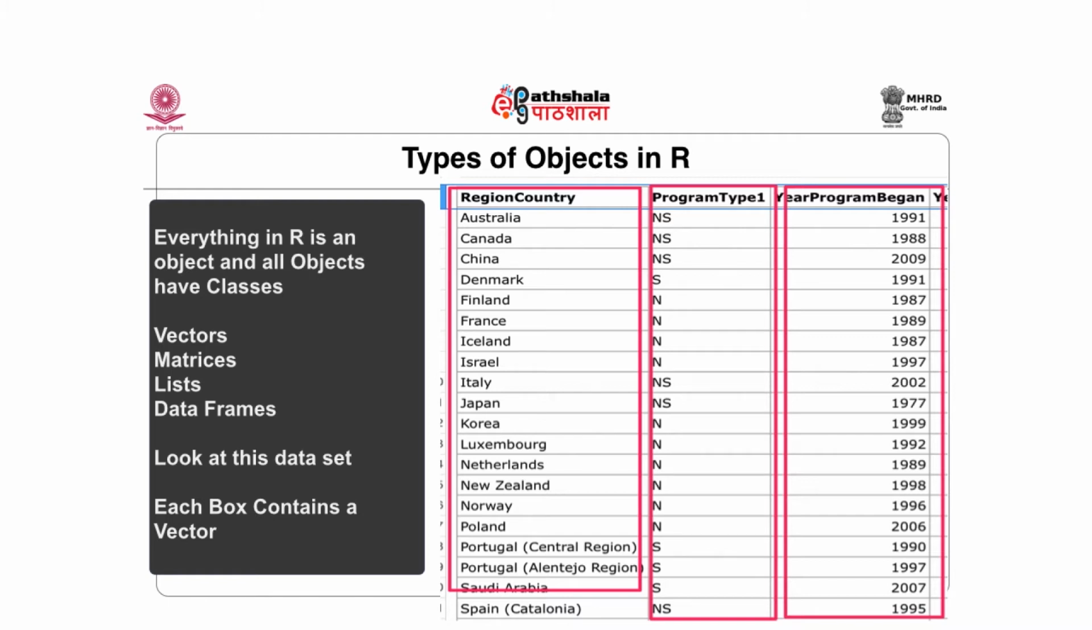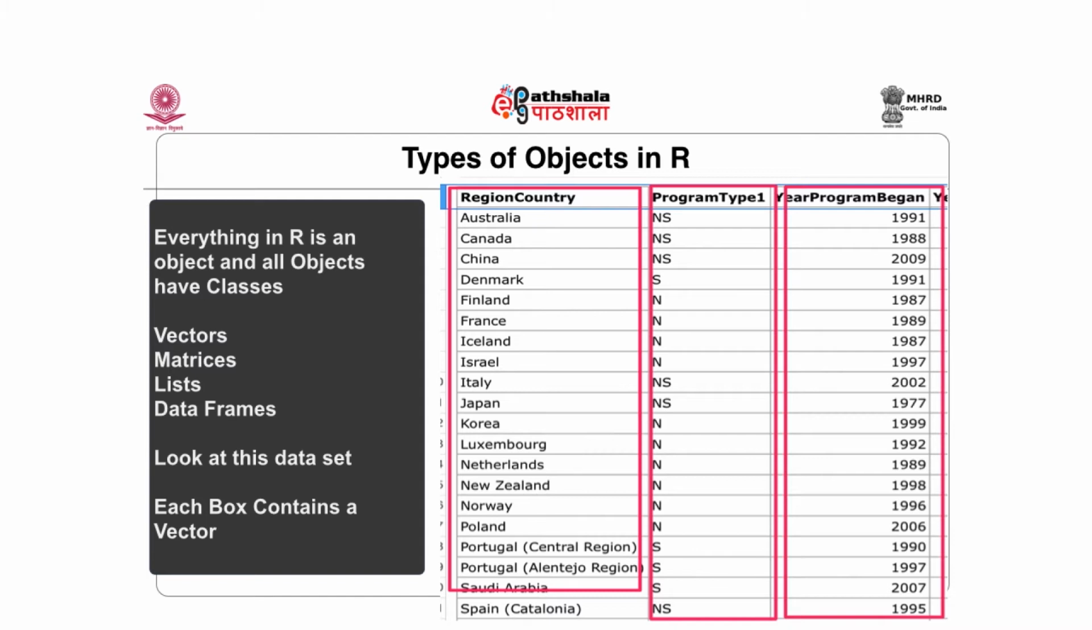For example, you can see in this particular graphic the square boxes. Each of them is a vector. That is, the region or country column contains the names of countries and regions. The program type, that is NS or S or N, is a type or factor kind of object, but it's a vector again. And of course, the years in which the programs began, in this hypothetical data set, are numbers, and these numbers also form a vector.